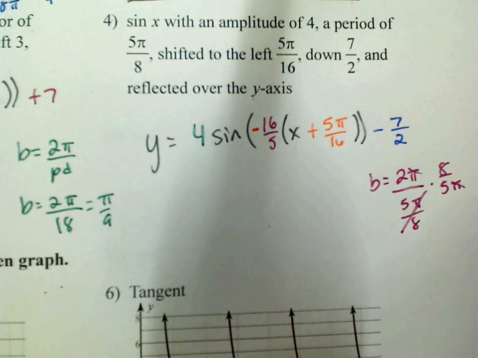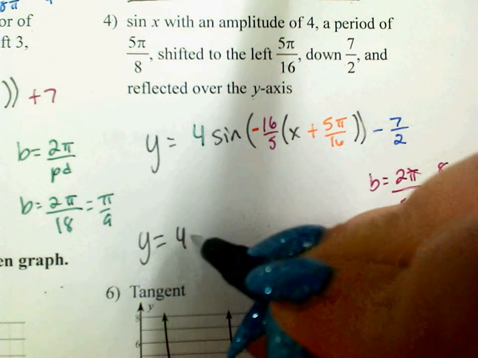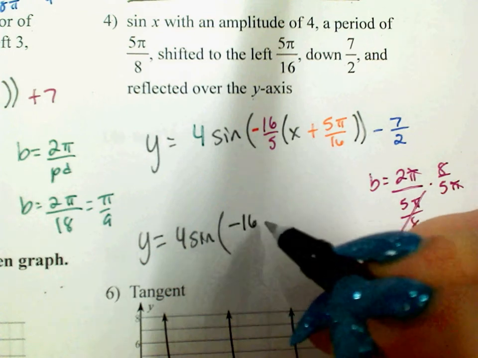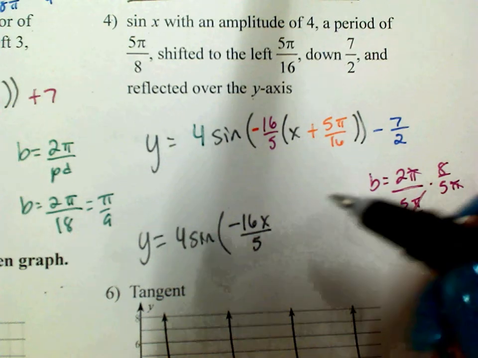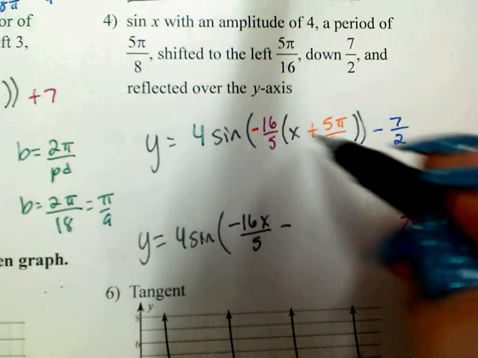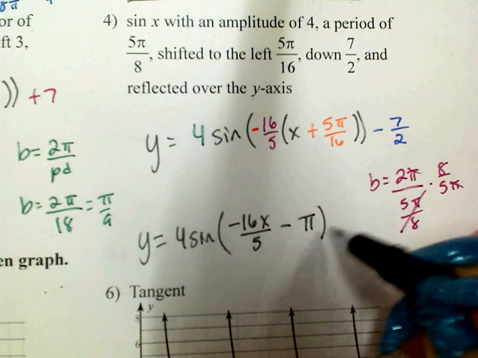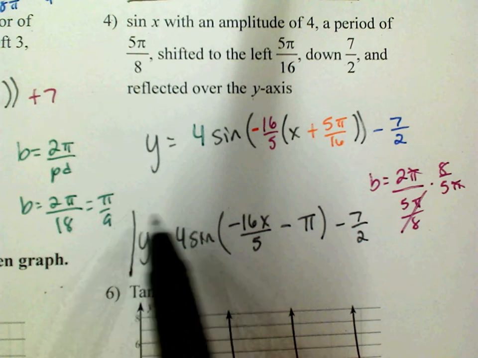So my final answer for sine is going to be: I'm going to distribute my negative 16/5. So negative 16x over 5, or negative 16/5 x, minus, now the 16 simplifies out, the 5 simplifies out, so it's just minus pi, and then minus 7 halves. And that is what we should get for number 4.